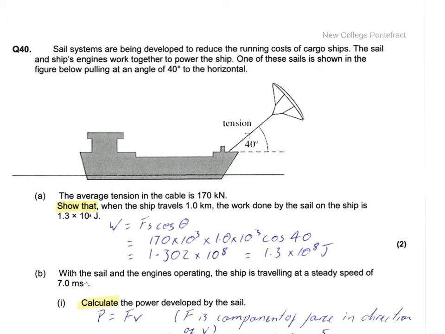Show that when the ship travels 1 kilometre, the work done by the sail on the ship is 1.3 times 10 to the 8 joules. So we're just doing W equals Fs cos theta. The motion and the force are at an angle, so I need to have that cos theta term in there. It's 170 times 10 to the 3, 170 kilonewtons, times 1 times 10 to the 3, the distance, cos of 40. And because it's a show question, I'm very deliberately giving too many significant figures, 1.302 times 10 to the 8, which of course is equal to what I was asked to show, 1.3 times 10 to the 8, when I take that to two significant figures.